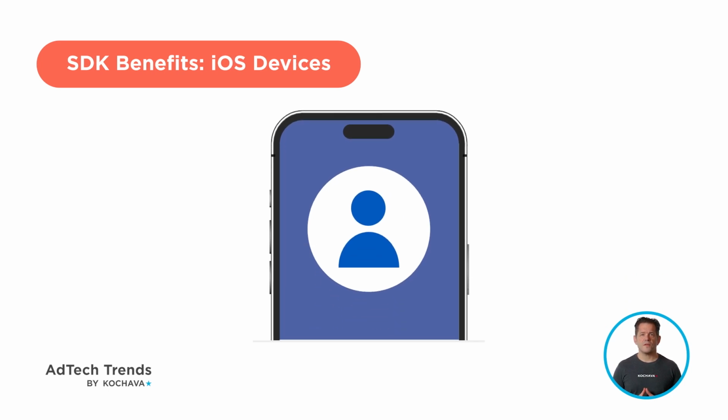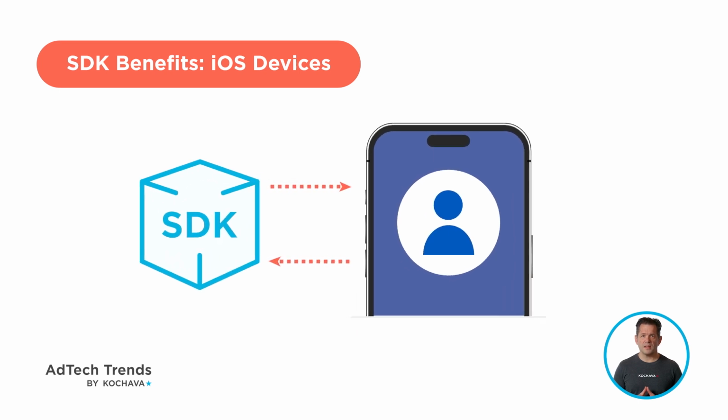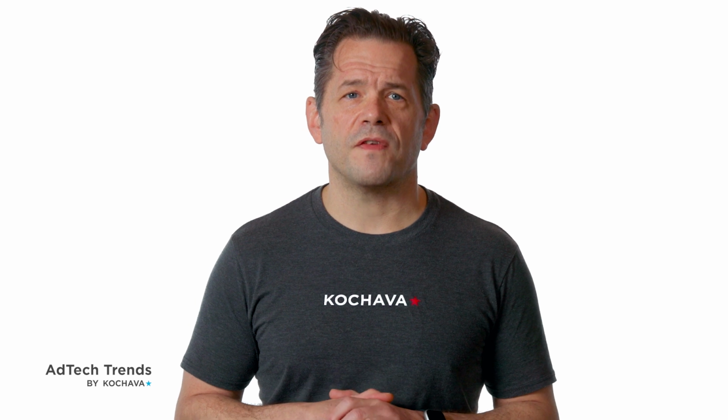Now let's focus on the SDK benefits for iOS devices. One of the standout features of the Kochava SDK is its seamless integration with Apple Search Ads, or ASA. The SDK is designed to communicate directly with ASA, retrieving attribution tokens and results efficiently. This setup follows Apple's best practices. Without the SDK, a server-to-server client would need to build support for ASA from scratch, which can be quite complex.